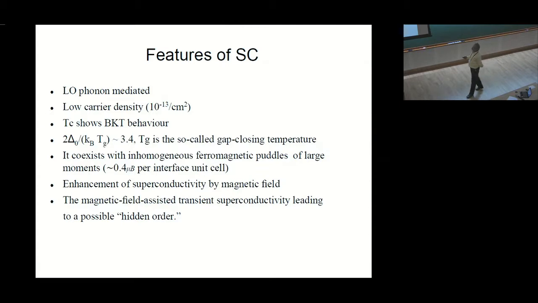Superconductivity is actually enhanced by magnetic fields. This is another puzzling feature. The magnetic field assisted transient superconductivity leading to a possible hidden order has been seen by Avik and company here in Bangalore. So what they found is that you can have a time-dependent magnetic field. If you put it on this sample, then TC appears to rise with it at a certain ramping speed, and at a certain value of the magnetic field, when it is ramped down, the superconductivity appears at a higher field, at a higher TC, fairly higher TC.